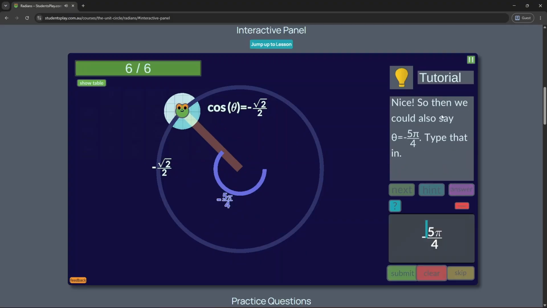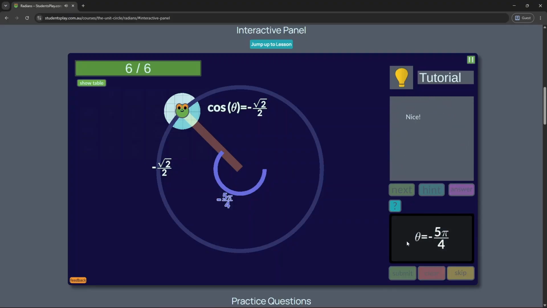Nice, so then we could also say theta equals negative 5 pi on 4. Type that in. Okay, theta equals negative 5 pi on 4.